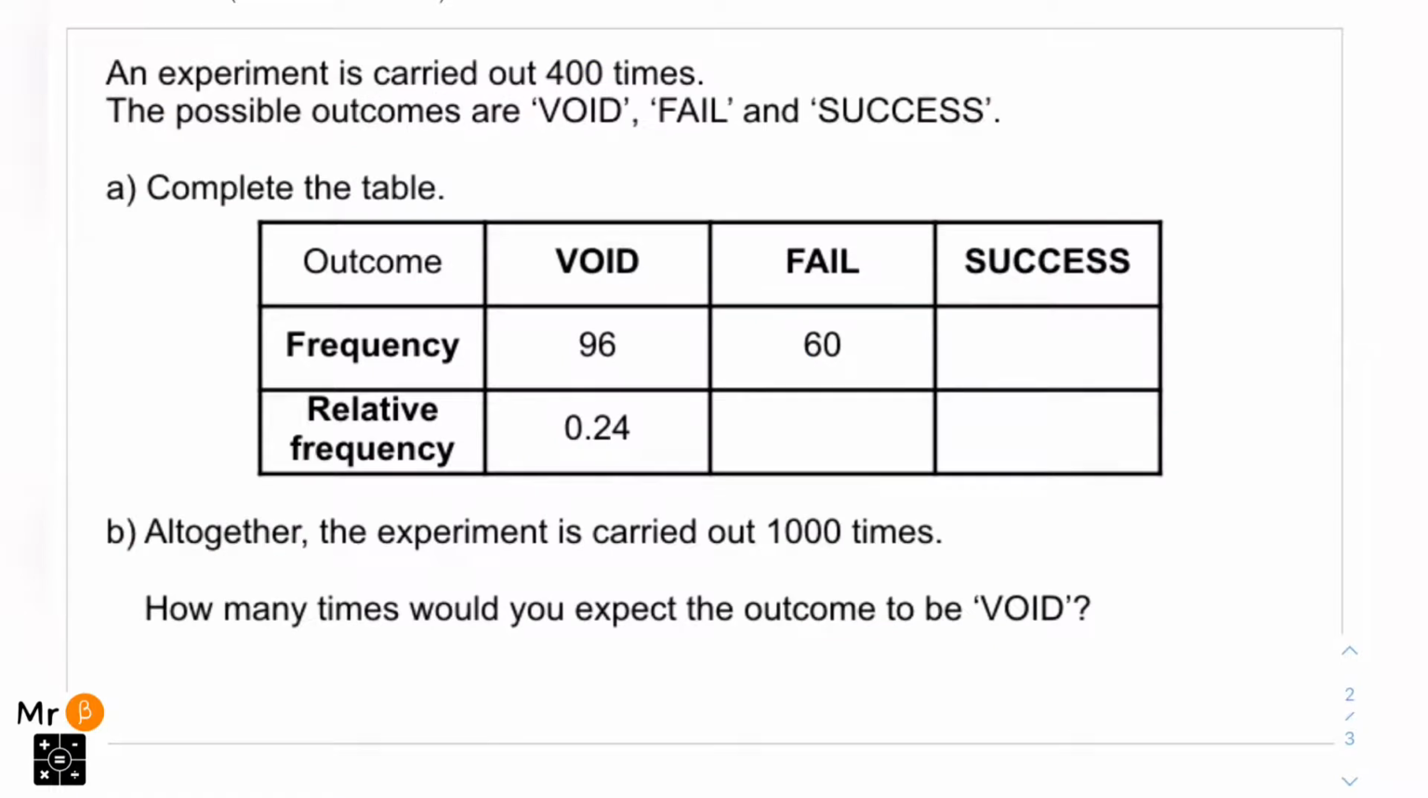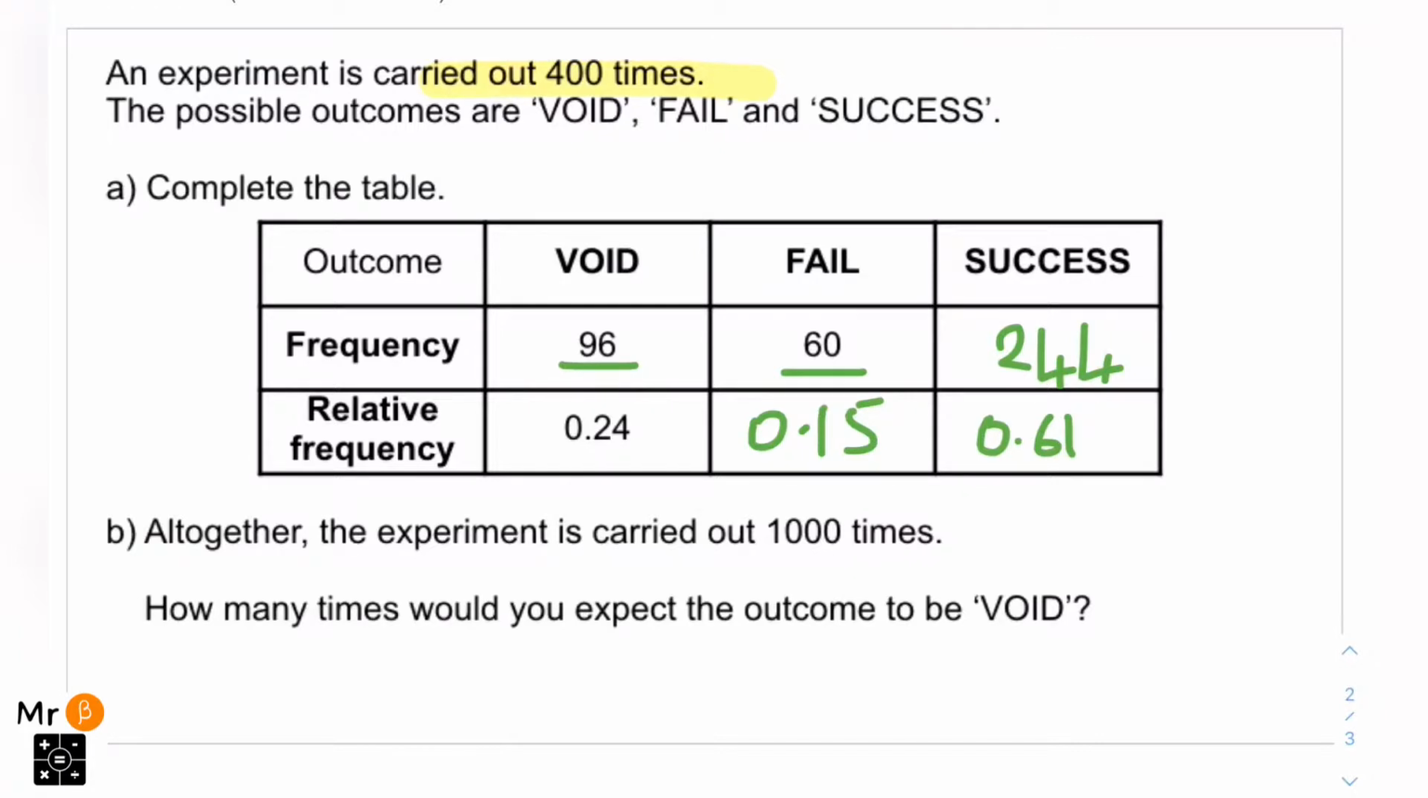Our fifth question tells you that the experiment is carried out 400 times. So if we add together our frequencies for void and fail, and then take this away from 400, we would get 244. Now to work out the relative frequency, if we do 60 divided by 400, we would get 0.15, and then 244 divided by 400, we'd get 0.61.